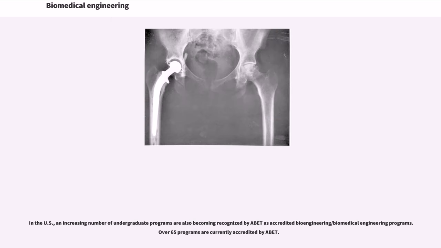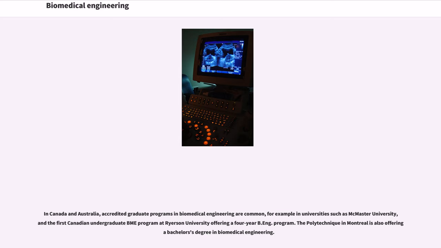In the U.S., an increasing number of undergraduate programs are also becoming recognized by ABET as accredited bioengineering/biomedical engineering programs. Over 65 programs are currently accredited by ABET. In Canada and Australia, accredited graduate programs in biomedical engineering are common, for example in universities such as McMaster University, and the first Canadian undergraduate BME program at Ryerson University offering a four-year BEng program. The Polytechnique in Montreal is also offering a bachelor's degree in biomedical engineering.